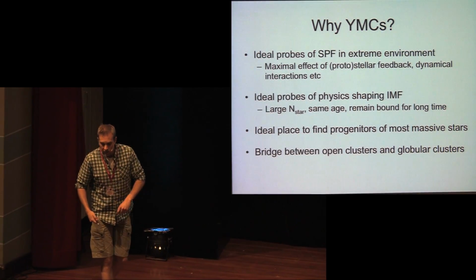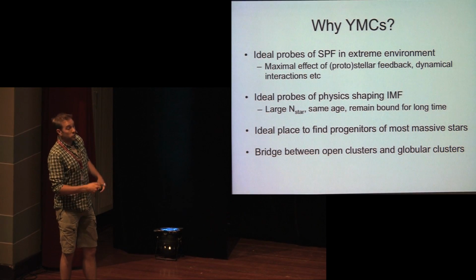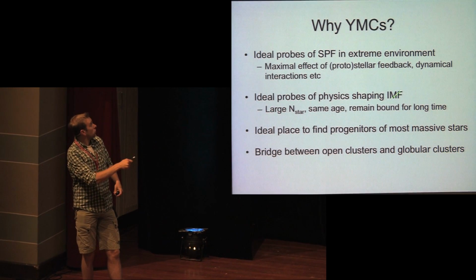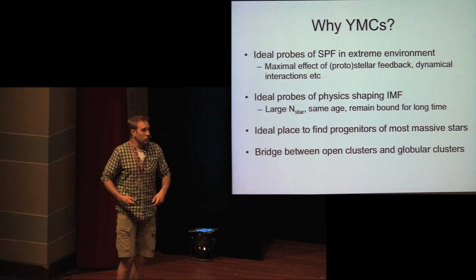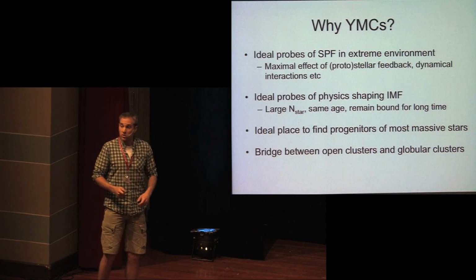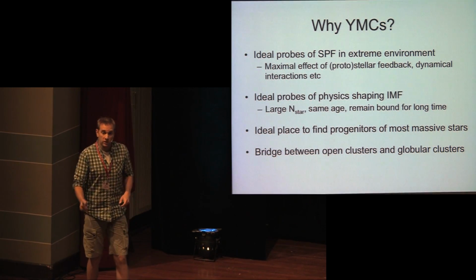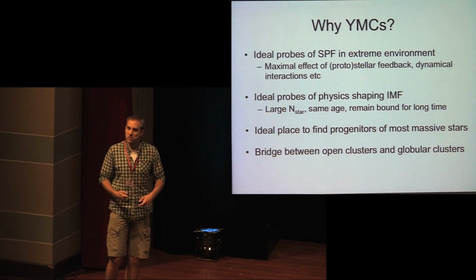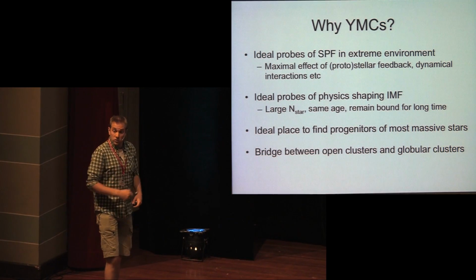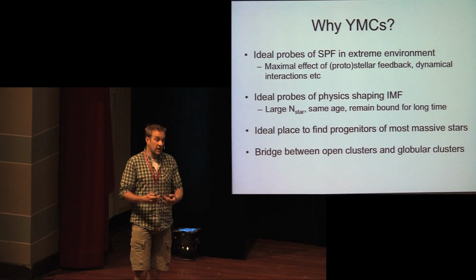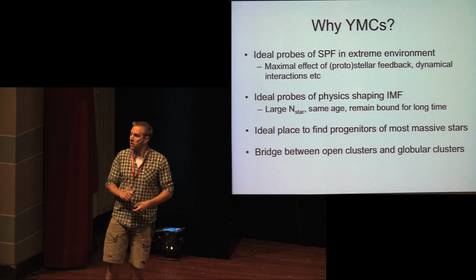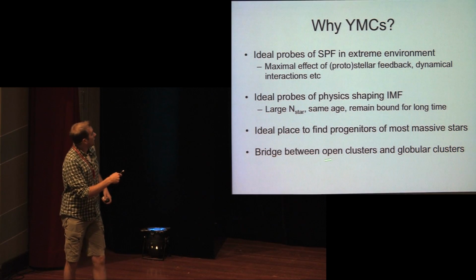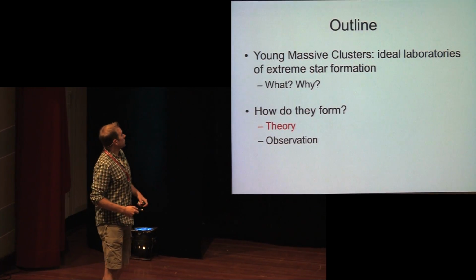Okay, so to summarize, YMCs are ideal probes because they're extreme. If you understand star formation, these are the things that you want to be studying. In terms of the IMF, we had a really good talk yesterday about the IMF, and I would argue that YMCs are the place to look if you want to study how you assemble the IMF, because you've got a large number of stars at the same age, and they remain bound for a long time, so you can see them for a long time. They're also, statistically speaking, the best place to find the next beast. So where's the next 100 or 200 solar mass star going to be born? Statistically speaking, it's going to be in the progenitor of one of these systems. And as I said before, this is a bridge between open and globular clusters.